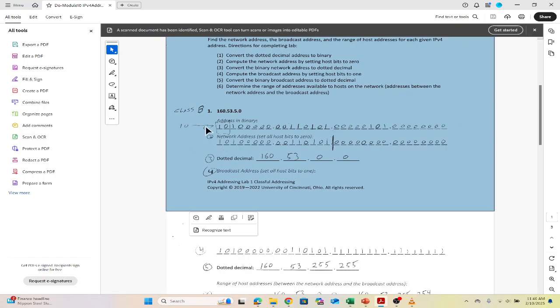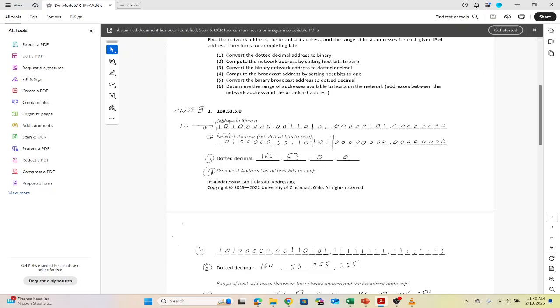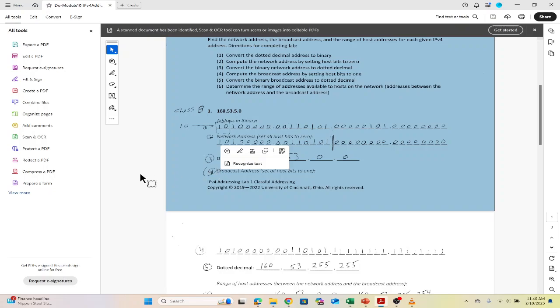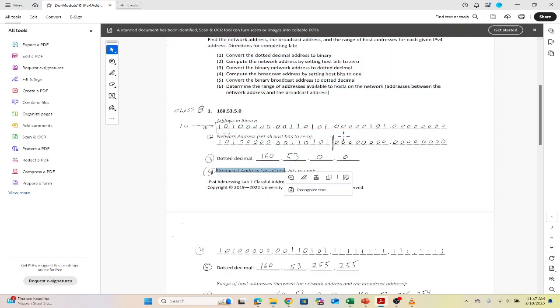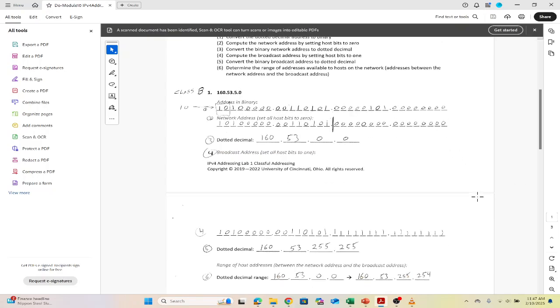Then to find the network address, you just look at the first 2 octets. The second 2 octets are all 0. So this is what the dot decimal version of the network address looks like. Then to find the broadcast address, you set all the bits to 1. So down here are all the host bits set to 1. This would be the dot decimal version of the broadcast address. Network address, and then everything set to 1 for the broadcast.